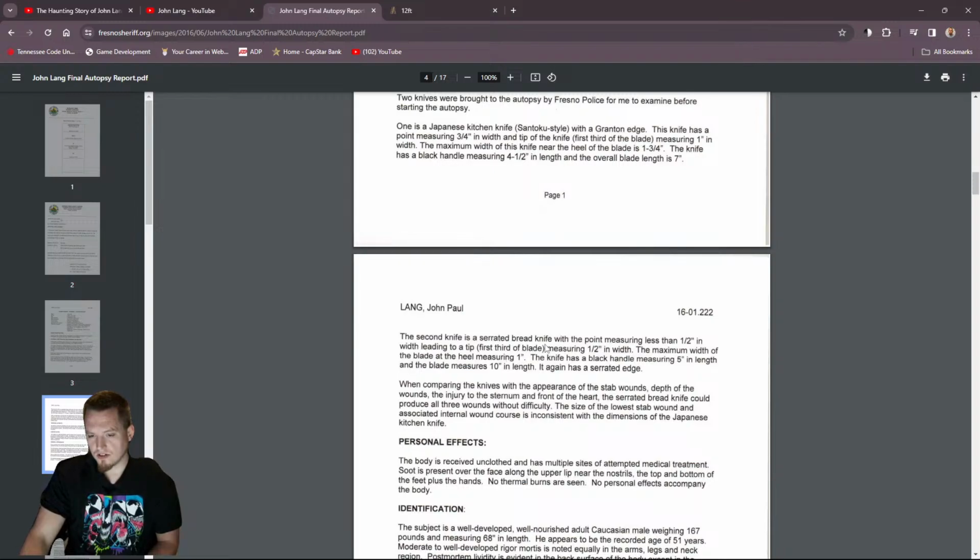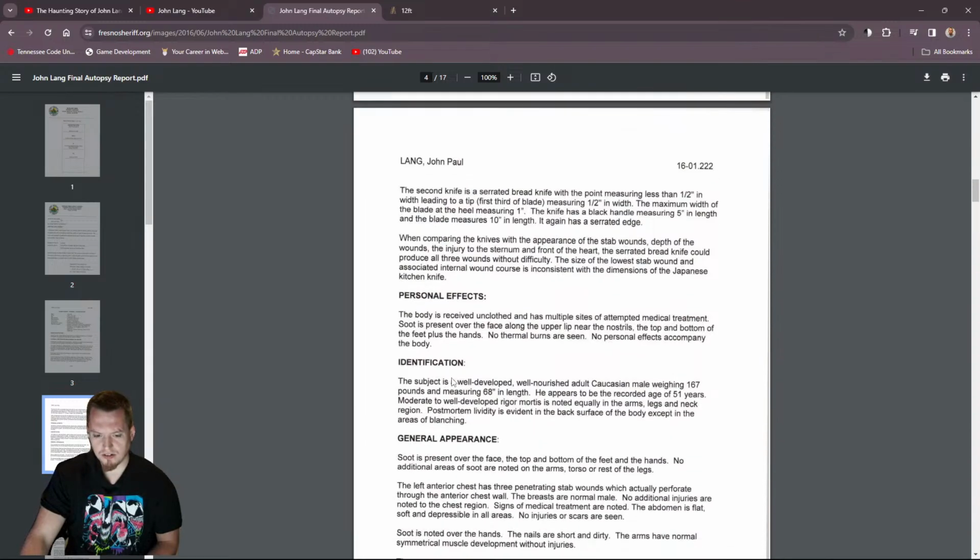Serrated bread knife. Jesus. Measuring less than ½ inch width. Blade measuring 10 inches long. Serrated edges. God, that would hurt.